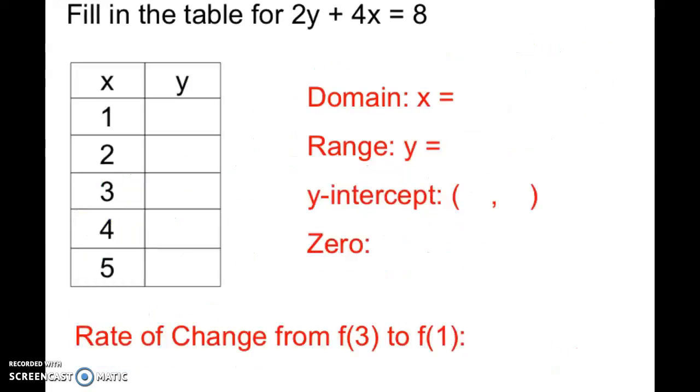Okay, for our last slide, we're going to be given a table that we're going to have to fill in and then answer some questions. You can use your calculator for this if you want, which I'll show you. Right here is our equation. If you want to use your calculator, you have to have it as y equals, and you would have done this last year. So I'm going to rearrange it a little bit. I'm going to move 4x to the other side, so it becomes -4x. And then I want to get rid of that 2 by dividing everything by 2.